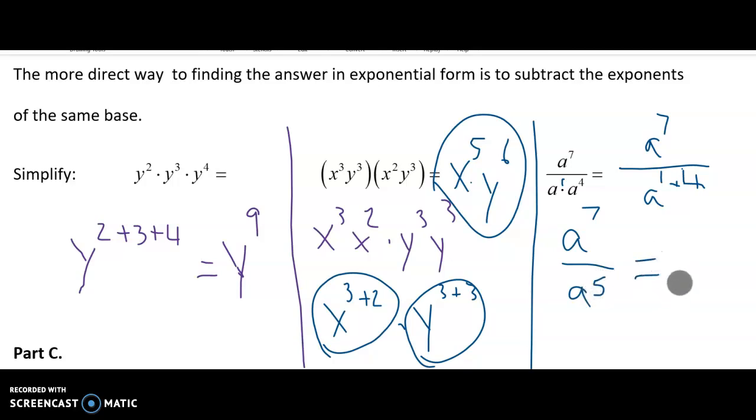So we'll end up with a to the 7 minus 5, because these powers are being divided. 7 minus 5 is 2, so we get a squared for our final answer.